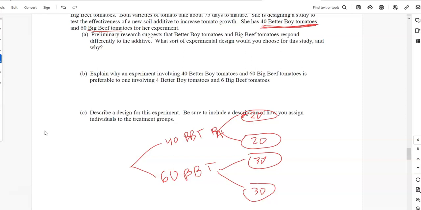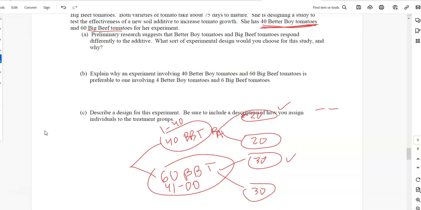Some of you might use a random number table and take 2 digits at a time, going left to right, ignoring repeats. You might have to specify that the Better Boy tomatoes are the numbers 1 through 40, and the Big Beef tomatoes are the numbers 41 through 00. I'm saying that because 00 is like 100 there. It'd be 99 plus 1 more, which is 00. So you're going to assign numbers and pick 20 for the group that gets the fertilizer. And the other group, it's not really a placebo, it just doesn't get fertilizer. It's still a treatment or lack of treatment essentially, but we call it the placebo treatment.